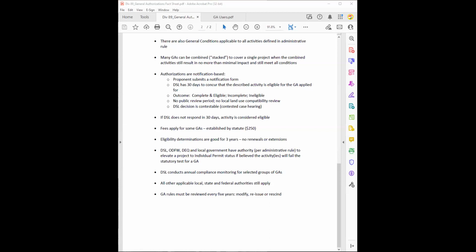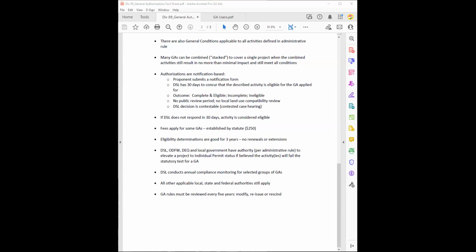There is a fee that's required for some general authorizations when you submit your notification. That fee is established by statute and it is $250. So needless to say, every GA that we process is a little bit of a money loser for DSL. Once we've told you your project is eligible, you get 3 years to complete that project. You've got to finish it within those 3 years because your GA expires after that, and you cannot renew it and you cannot extend it. So if you don't get that project done in 3 years, you'll need to reapply for another GA.